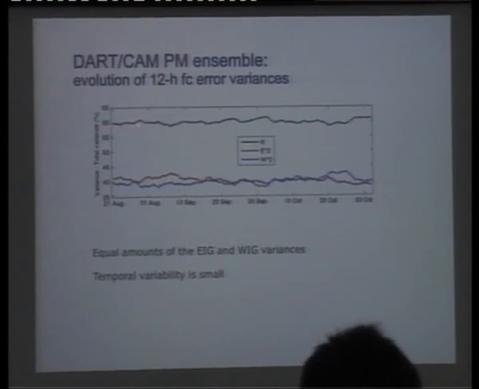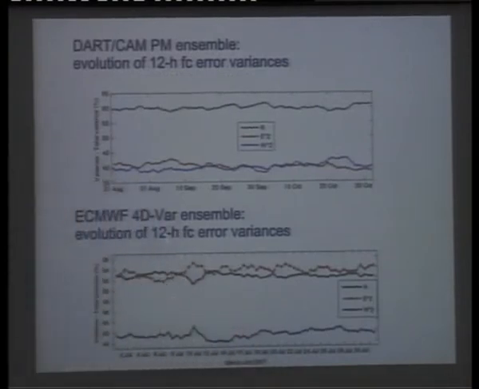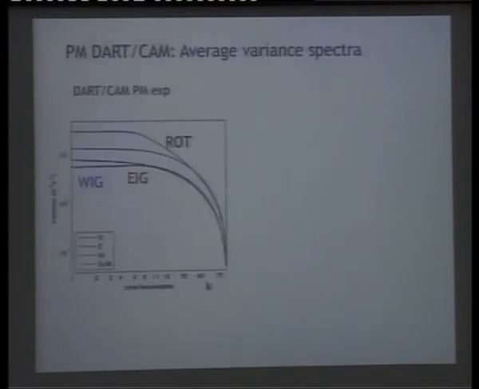But the total amount of the error variance is quite stable during the time. And, surprisingly, this can be by chance, it's similar in this perfect model framework and in the real world ECMWF system.